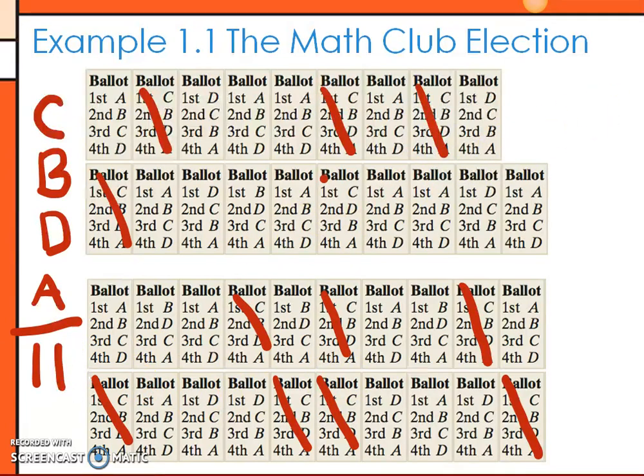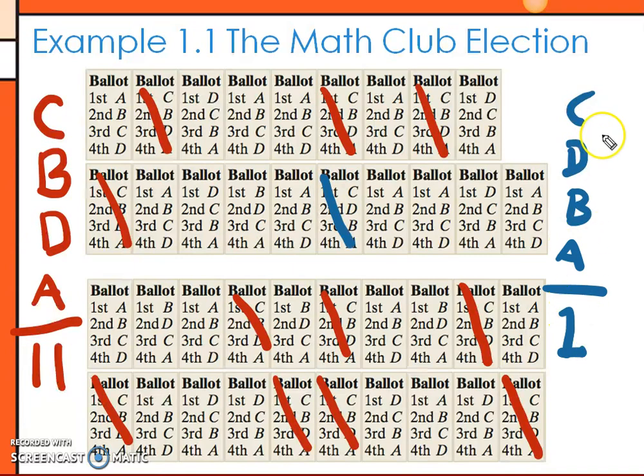Okay, then we had this one person who had CDBA, so that was different. So we do have to say, okay, there was one person who had a ballot that looked exactly like that. And then we could go through and do the same thing, like how many started with A.